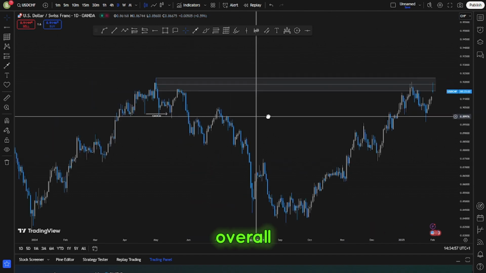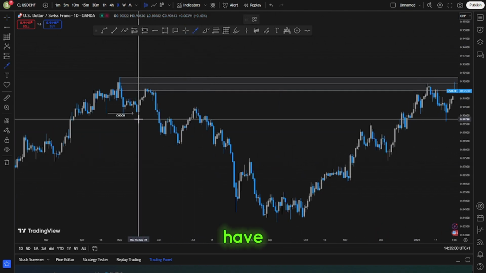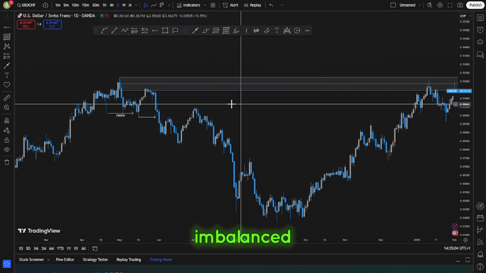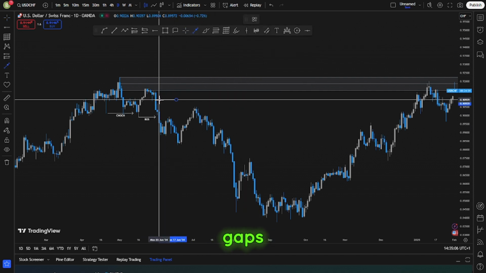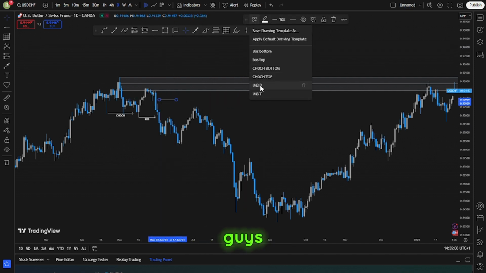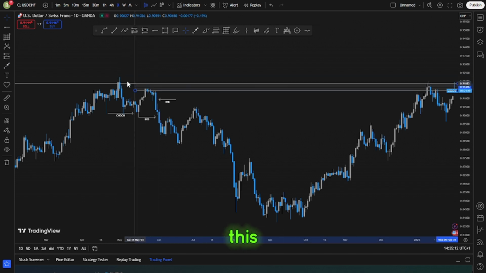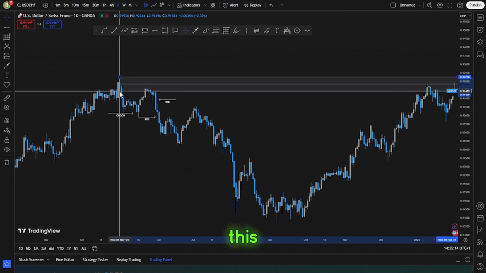So this is the overall idea that I have, and we have multiple breaks of structure to the downside, leaving some imbalanced areas or fair value gaps while dropping to the downside, guys. So around here we also had a fair value gap followed by this area, and then we also had this area here.